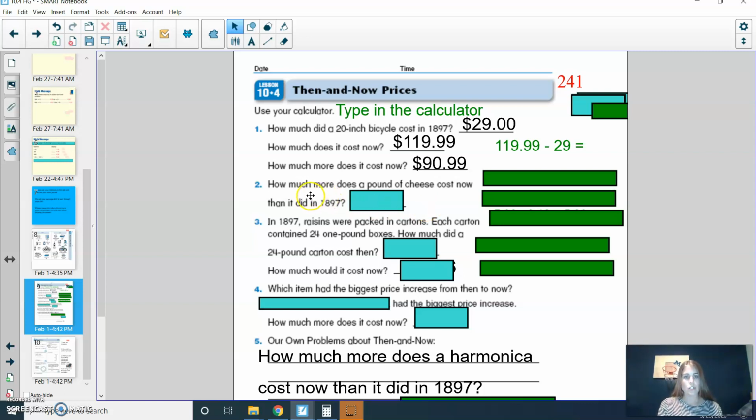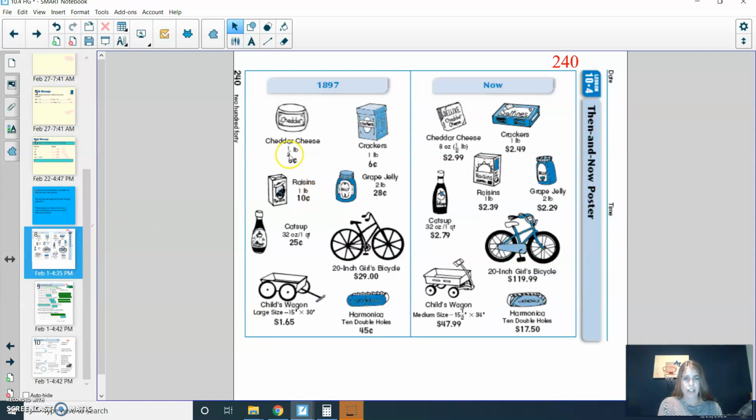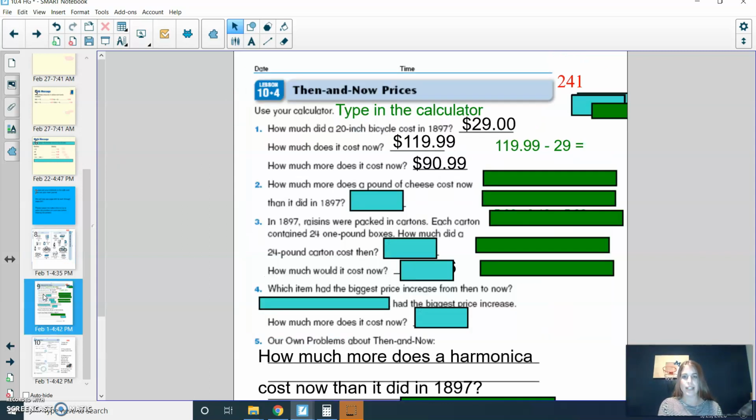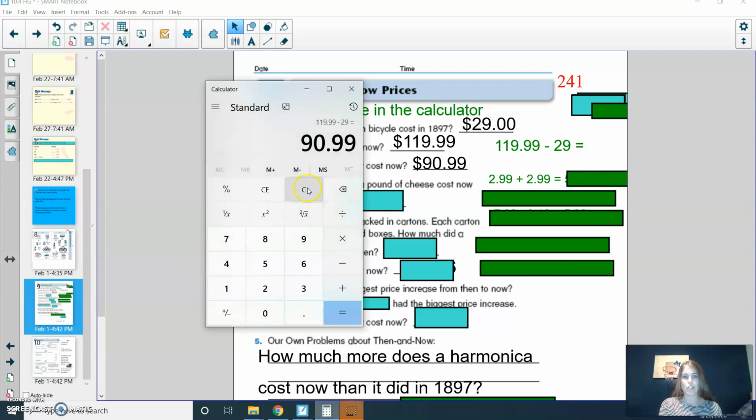Let's try another one. And again, if I'm going too fast, please pause before you get the answer revealed to you. Question 2. How much more does a pound of cheese cost now than it did in 1897? If I refer back to my chart, notice how in 1897 it says a half a pound of cheese, and now it says a half a pound. But my question is wanting me to do a whole pound. I know that a half a pound is $2.99. But to know what a whole pound is, I'm going to have to add $2.99 plus $2.99 or multiply $2.99 times 2, whichever way you like to do.